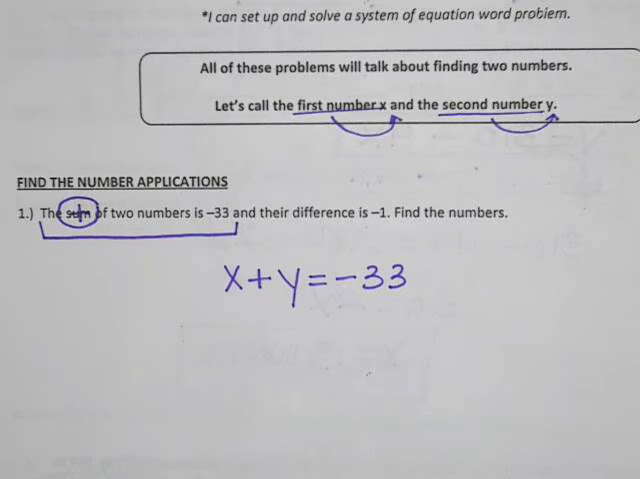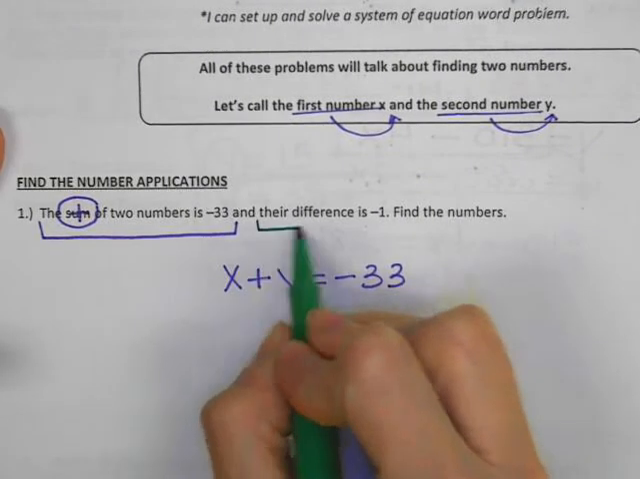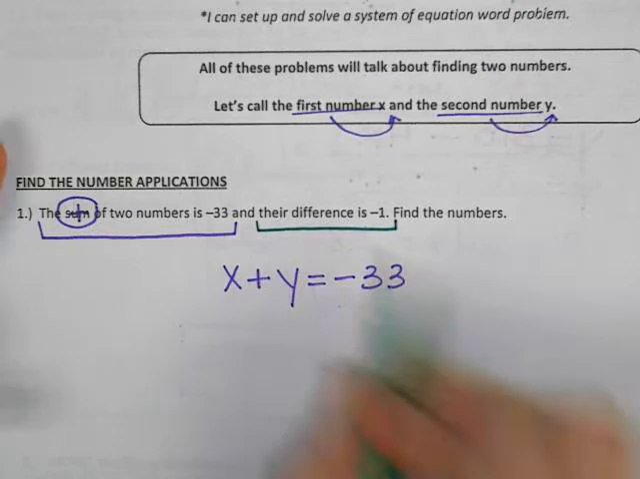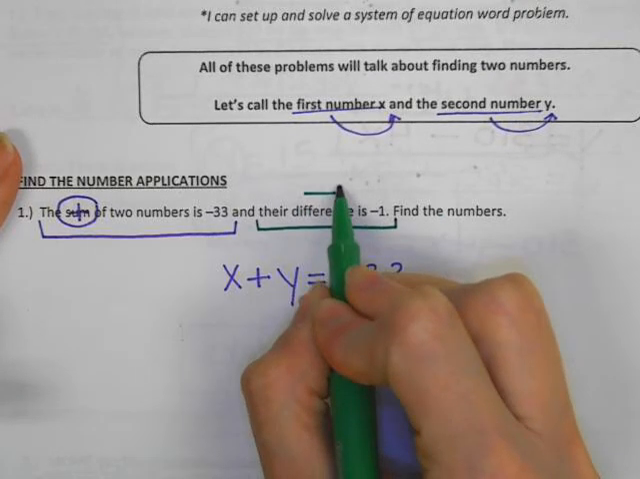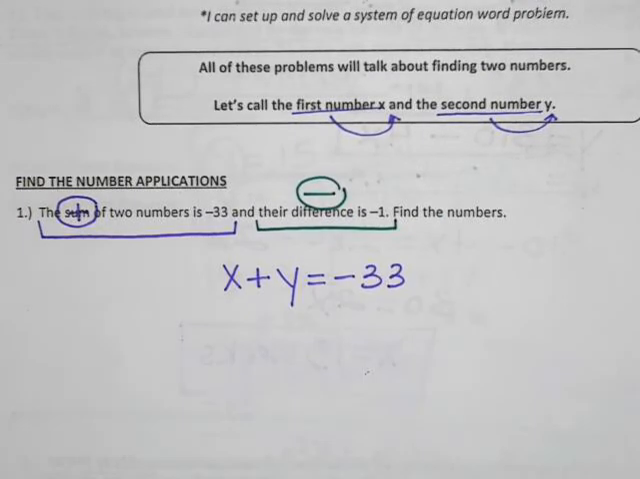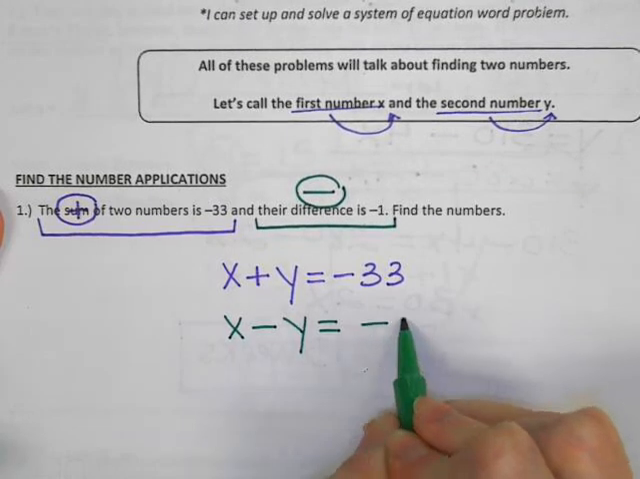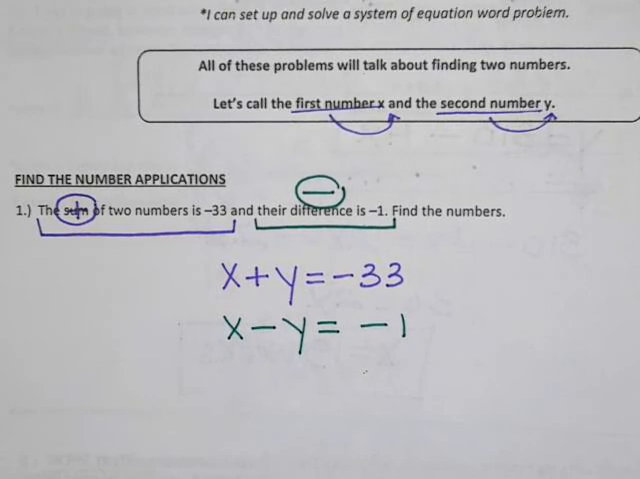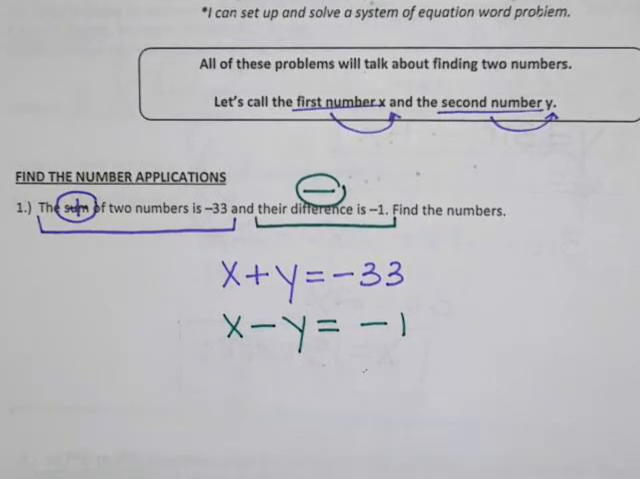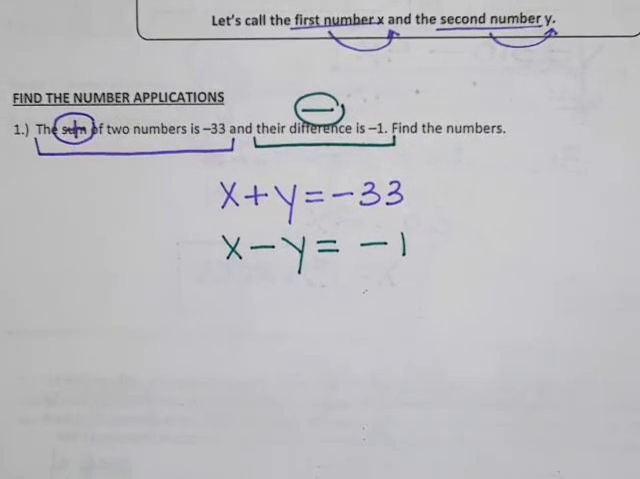And then the second equation says the difference is negative 1. And difference means subtract. So in this one, you're going to do x minus y equals negative 1. All right, that's your system. That's it. Now we just have to solve.